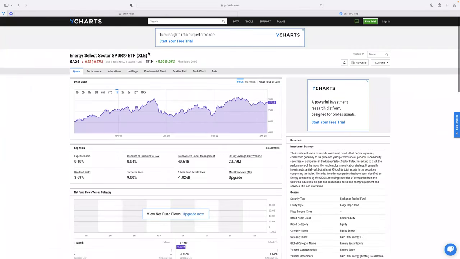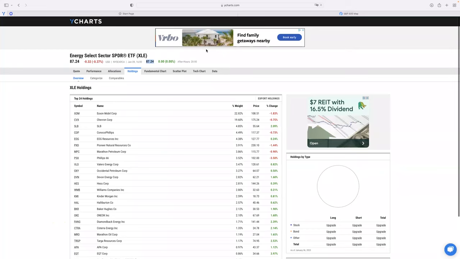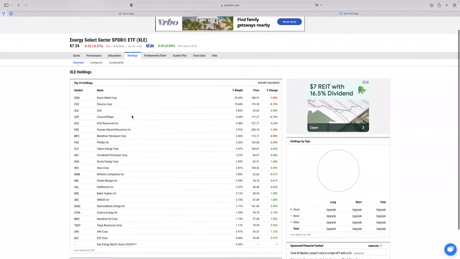Now, if we come back over here on our pretty YCharts website, and I go to the holdings and look at this sector ETF, look at this. The sector ETF is worth $87, and I could get shares. It has Exxon at 22%, Chevron 19%, SLB at 4%, Conoco, and so on and so on. I absolutely love investing in the sector ETFs. I get a piece of it all, right?